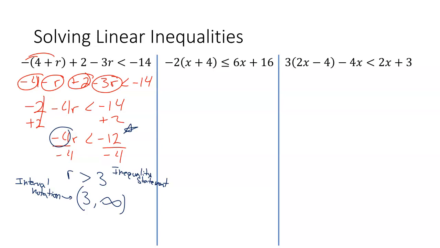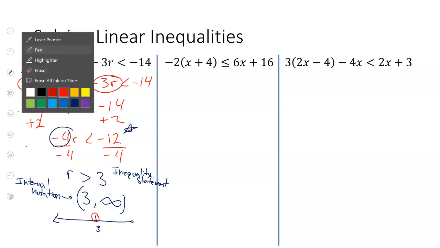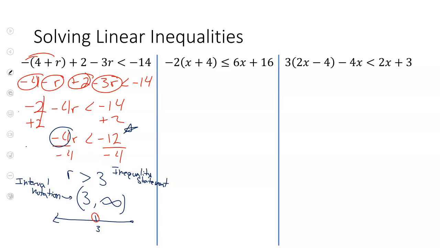We could also draw a number line. Number lines don't have to be super complex. I just need 1 point on there. Just a 3. That's the only one I need to know. And then I'm going to use an open circle on the 3 because, hey, we can't include 3, correct? And then we'll shade in. I want greater than. So is that going to be to the right of 3 or the left of 3? To the right. So we shade in that way. So inequality statement, interval notation, or graph. 3 common ways that we represent the solution set for an inequality.